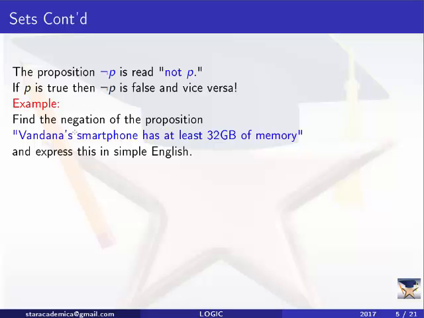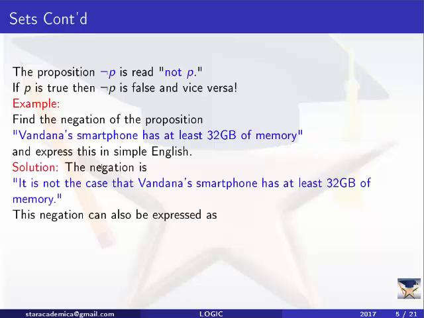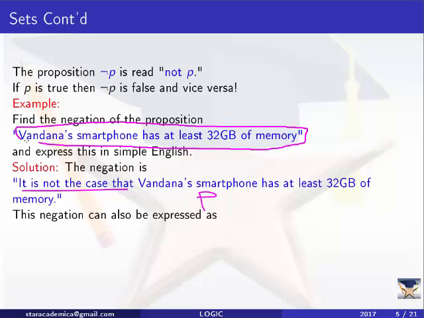Find the negation of the proposition 1. The smartphone has at least 32 GB of memory, and express this in simple English. So let's try to negate this sentence, this proposition. Okay, one way to do it is: it's not the case that, remember p, so this is p, the proposition p, we can give a name to this, call it p.